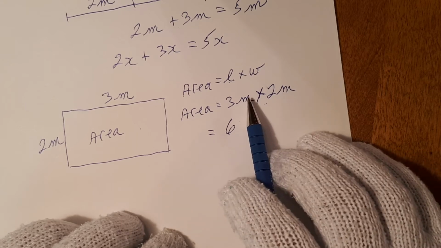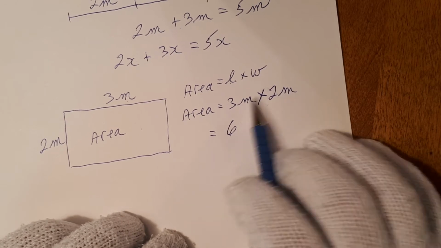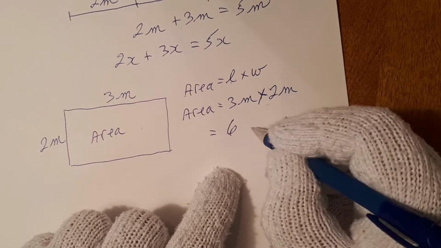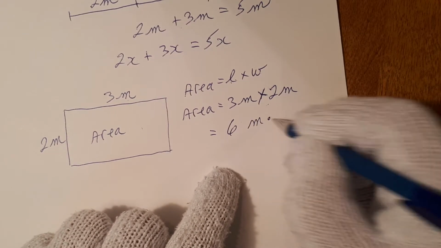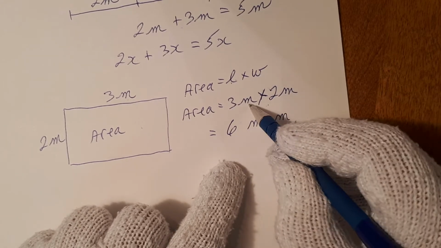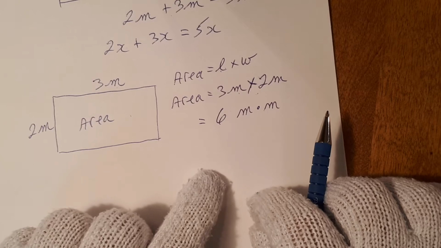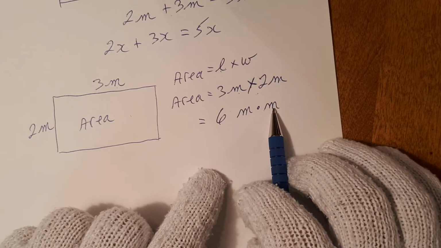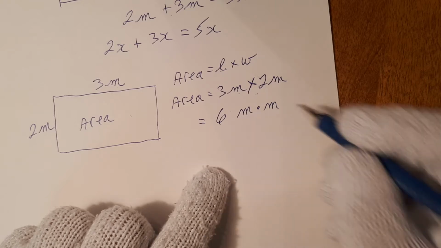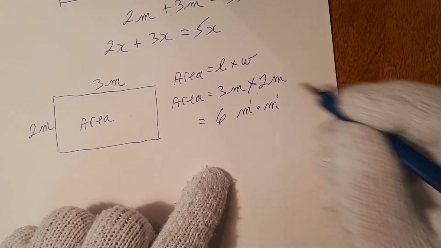But now we also have to multiply the meters, the units. I'm going to do this the long way: meters, and the little dot represents multiplication, meters times meters. Now we don't generally write it like this, but these units operate just like numbers. They have powers to them, a little power of 1.